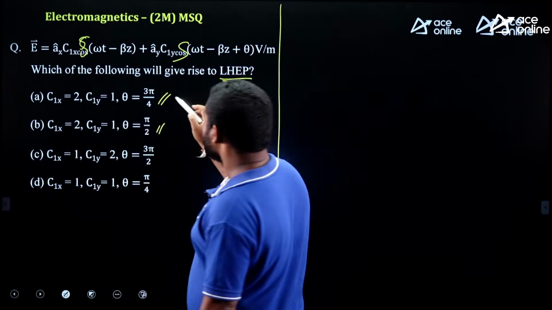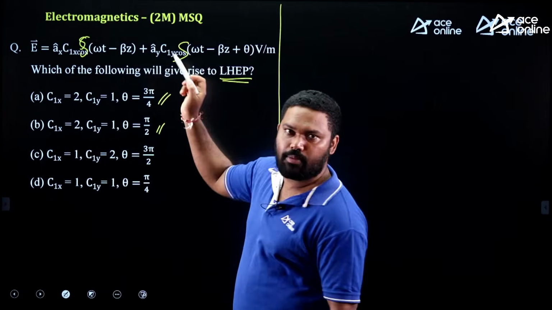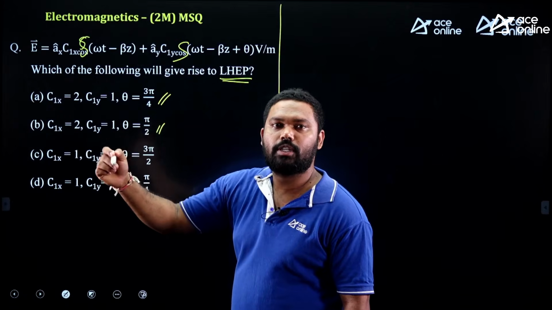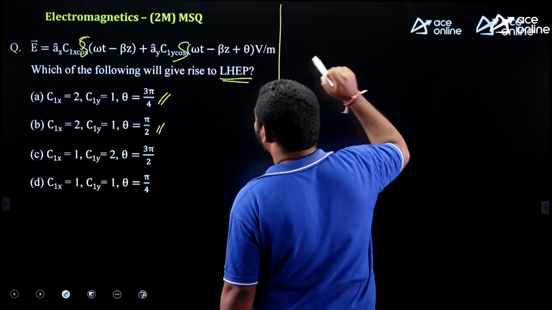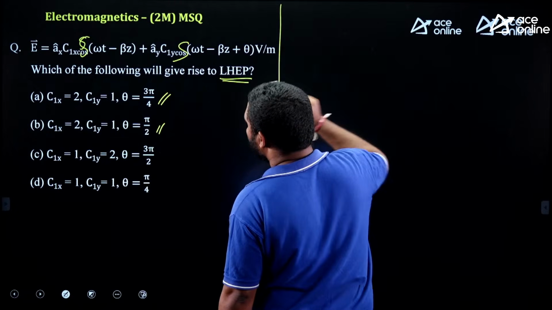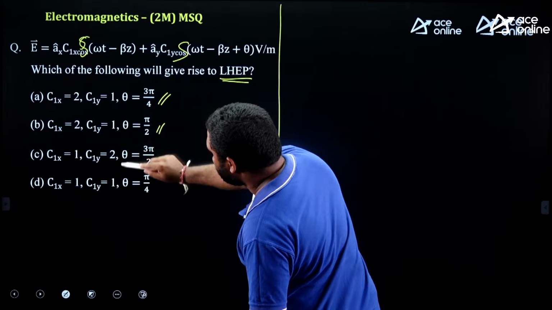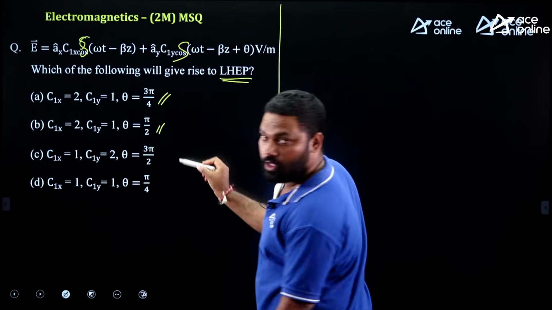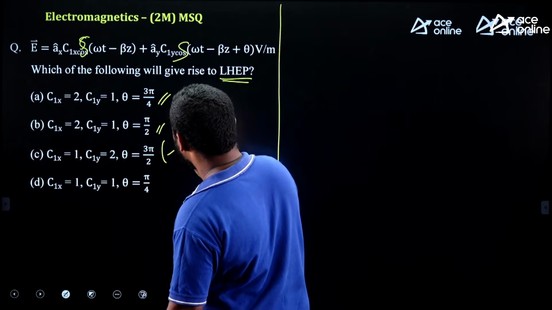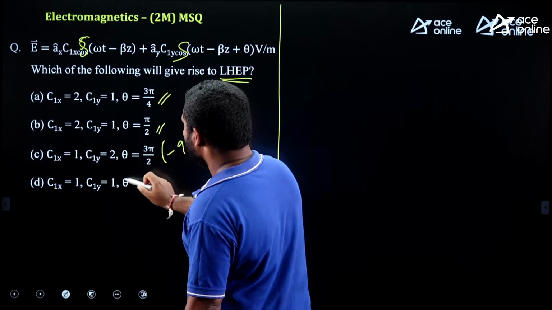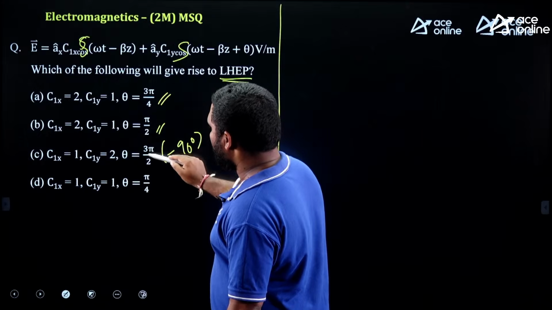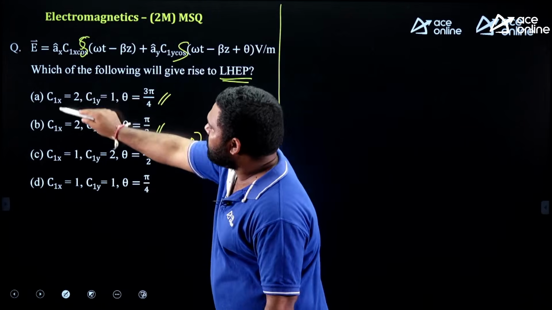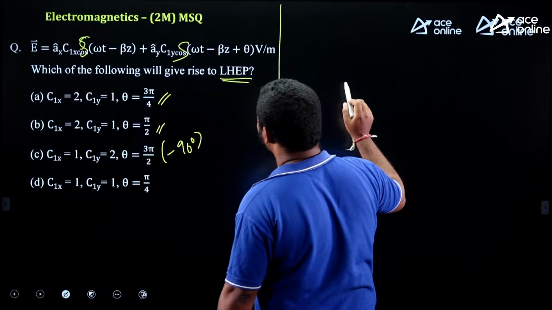Let us see. The wave is traveling in the positive z direction, so the y component should lead. Then only will you get the left elliptical polarization. Fine. So here it is leading, but this is lagging, isn't it? Why? Because it is 270, which can be written as minus 90. Here it is pi by 4, again leading. So it is leading, lagging, leading.